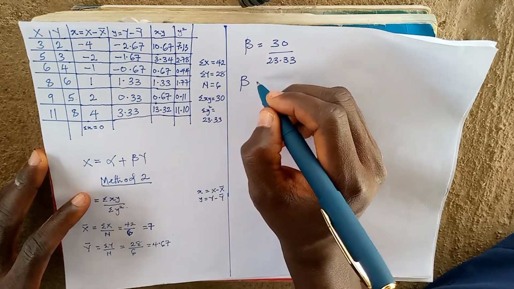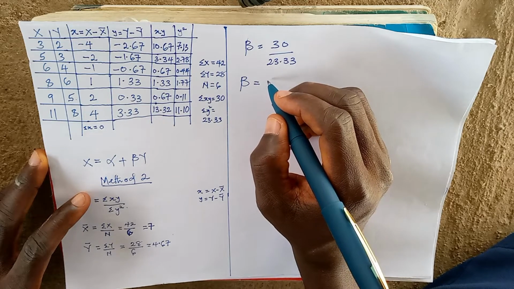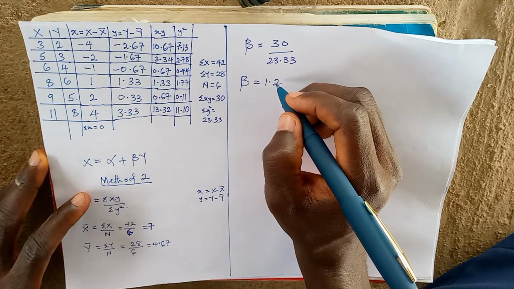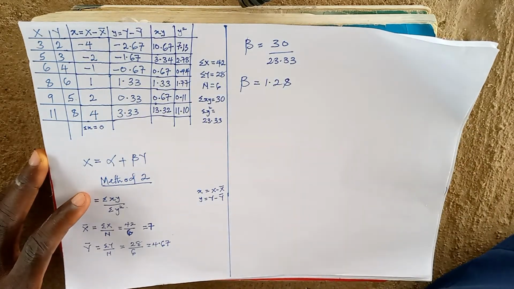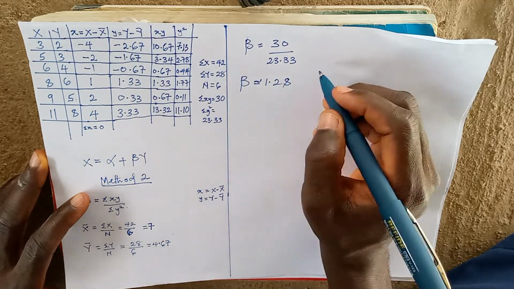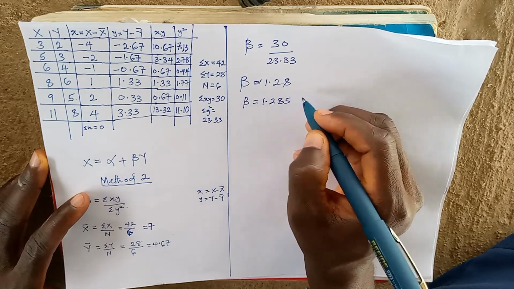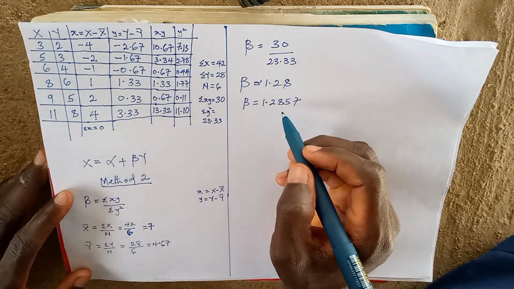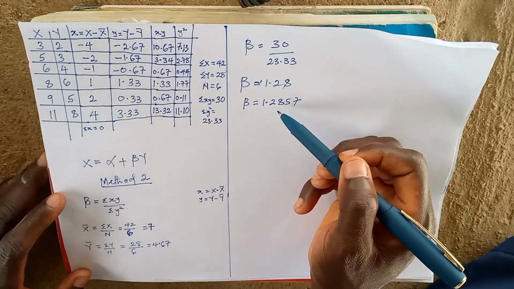So beta now equals 30 divided by 23.33. That will give us, I think, 1.28. If not 1.2, yes, 1.28. Now since we're getting beta to be 1.28, although from the calculator this is an approximation, from the calculator we have beta equals 1.2857. Now this is the coefficient, the approximate of this beta. The value is still 1.2857.